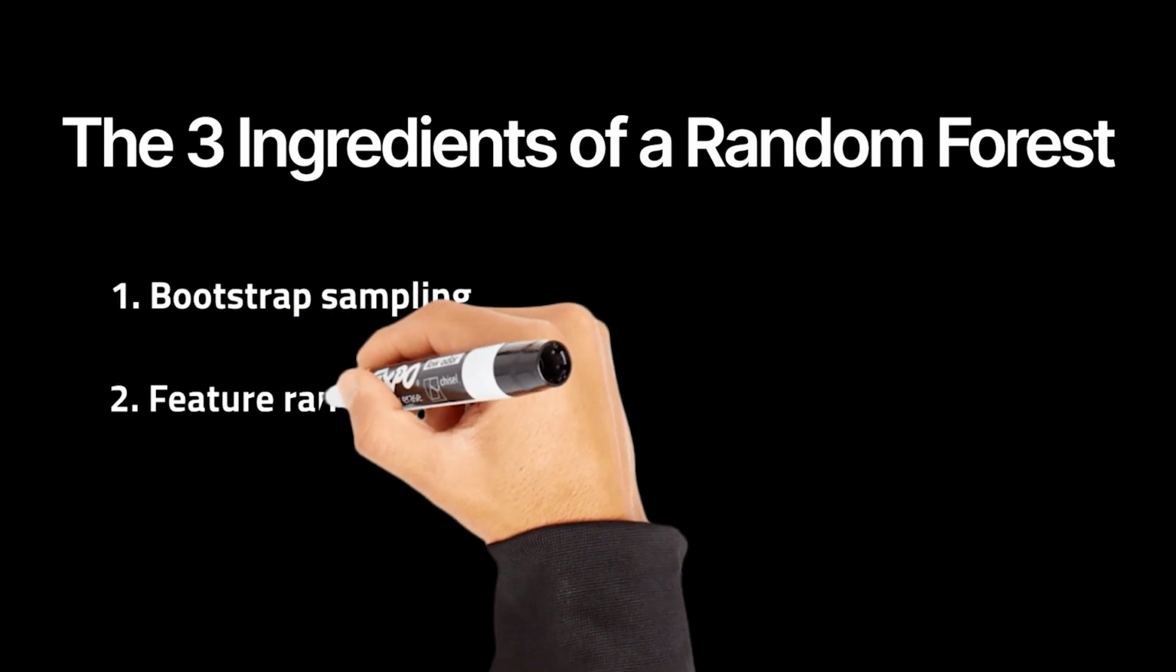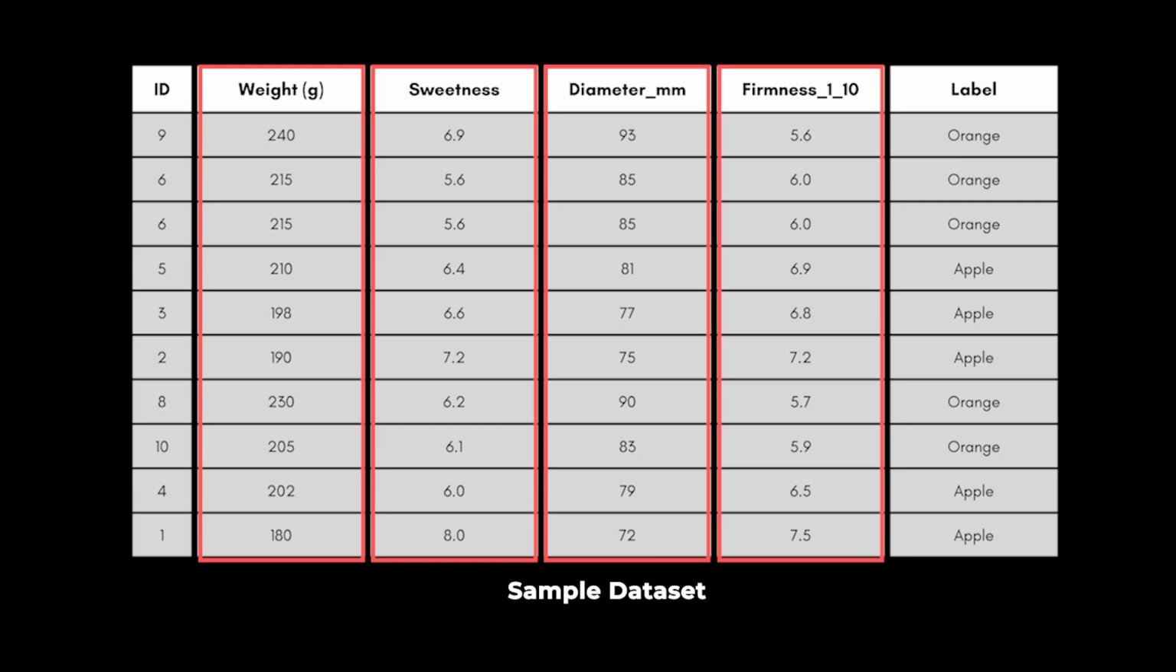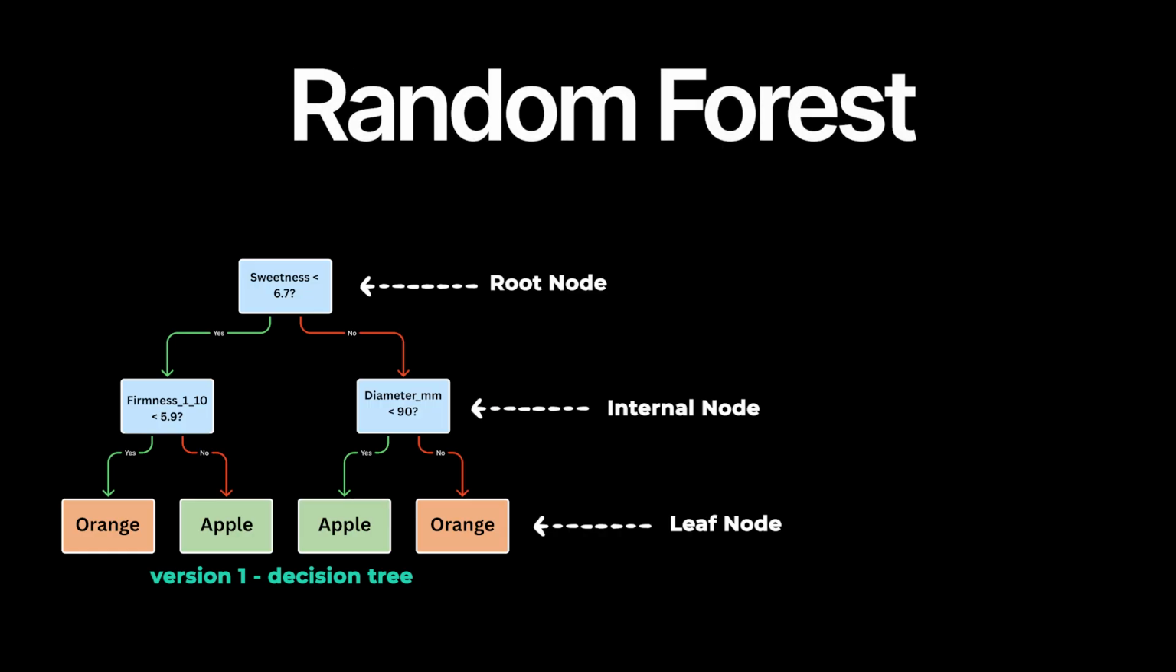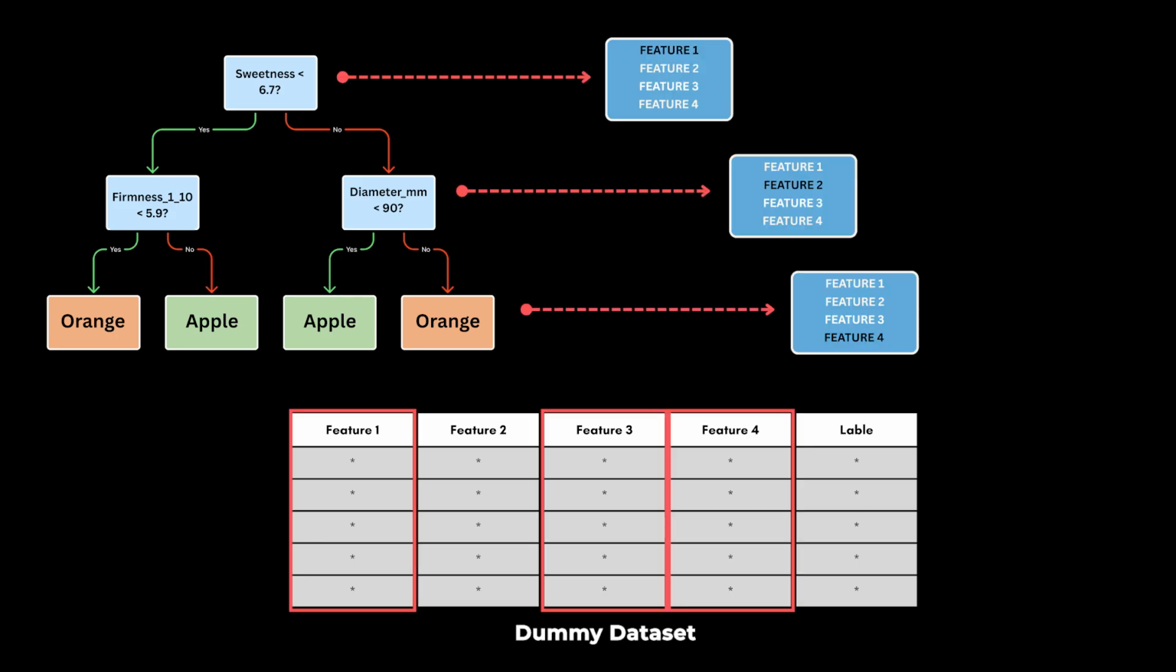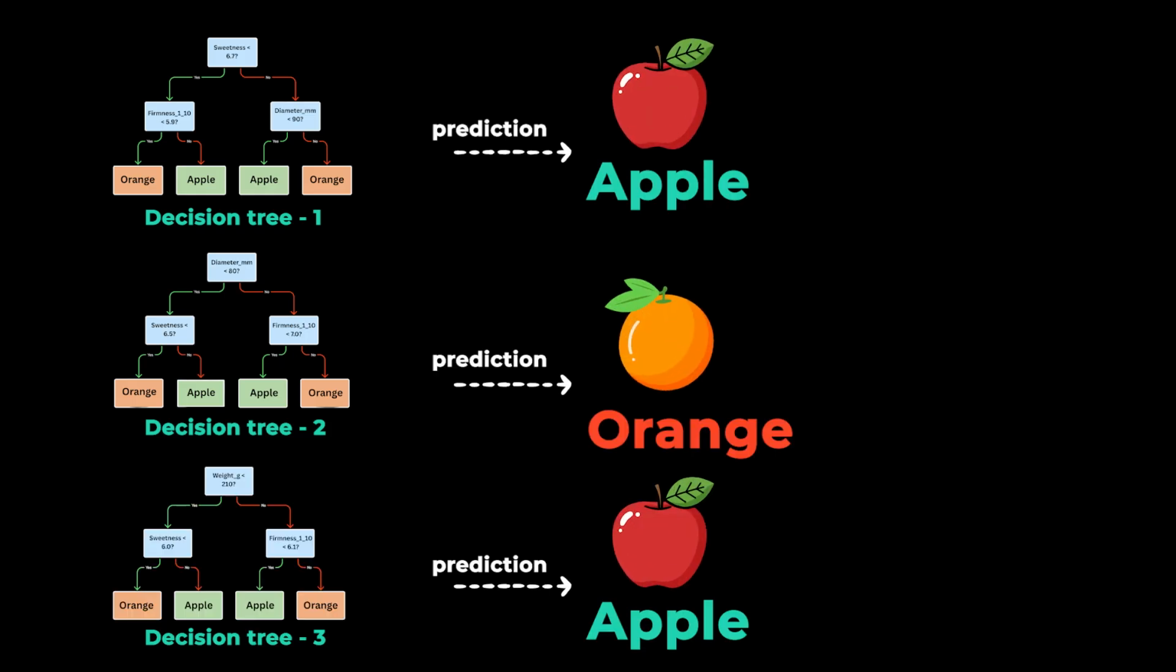Ingredient number two is feature randomness. In a normal decision tree, at every split, the model looks at every possible feature to find the best cut. But in a random forest, we force the tree to be creative. At each node, we restrict it to looking at only a random subset of features. Maybe at one node, it can only look at age and height. In the next node, it can look at income and so on. This stops one powerful feature from dominating every single tree, ensuring we get a wide variety of perspectives.